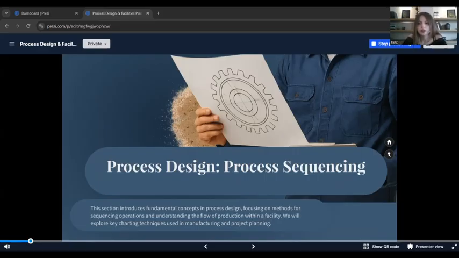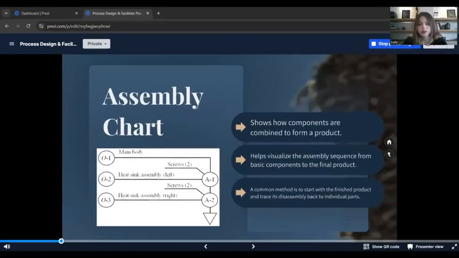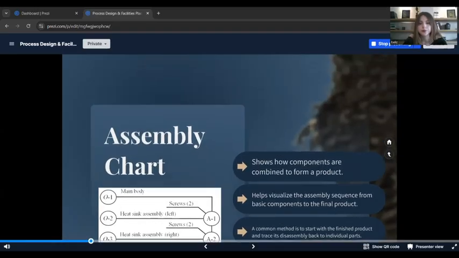Key charting techniques are assembly charts, flow process charts, and precedence diagrams. They help us visualize how parts come together and move through the factory. An assembly chart shows how components are combined to build a product. You start with the finished product and work backwards, disassembling into sub-assemblies and individual parts. This makes the assembly sequence more clear.